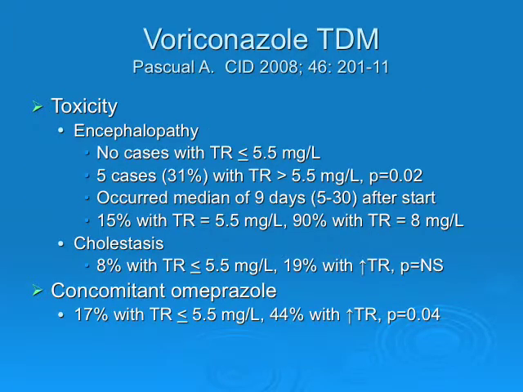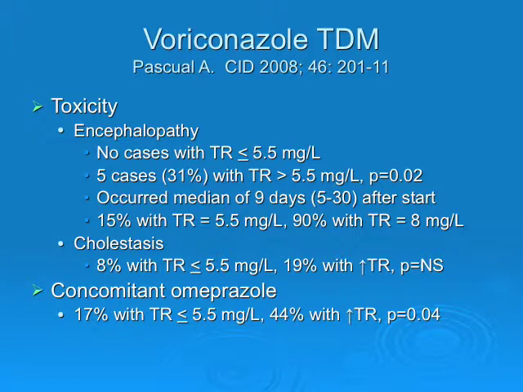Also, voriconazole TDM is relevant in regards to toxicity. So encephalopathy: in this group, they had no cases of encephalopathy when the trough was less than or equal to 5.5. 5 cases, 31% of those patients, where the trough was greater than 5.5. And it occurred a median of 9 days after start. When they had troughs just over 5.5, they had about a 15% incidence. When troughs got up to 8, they had like a 90% incidence. So something to bear in mind as we're escalating voriconazole doses, something to be alert for.